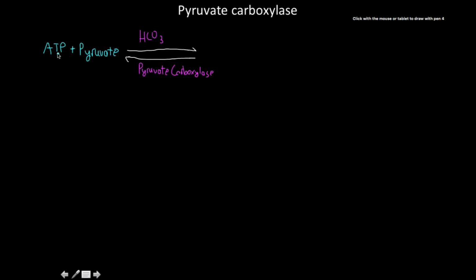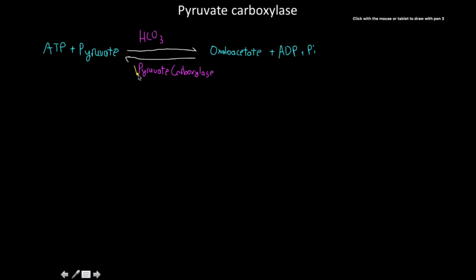So the reaction that we're talking about is ATP and pyruvate reacting with a carboxylate group, or CO2, dissolved in water. Through the use of pyruvate carboxylase, we're going from a 3-carbon sugar, adding that to it, and making oxaloacetate, and then obviously the byproducts of ADP and inorganic phosphate.